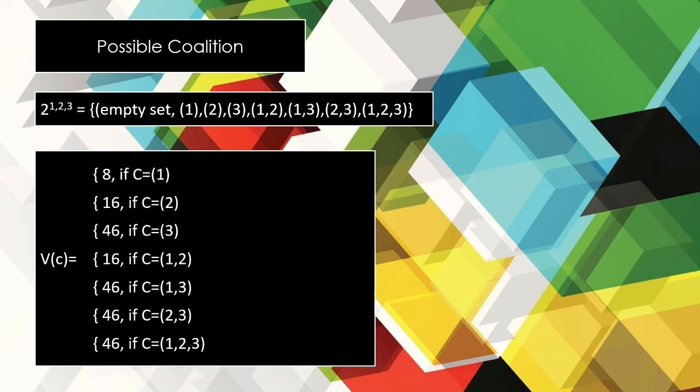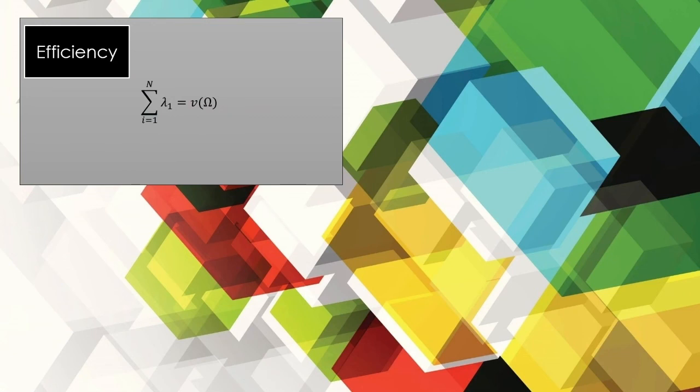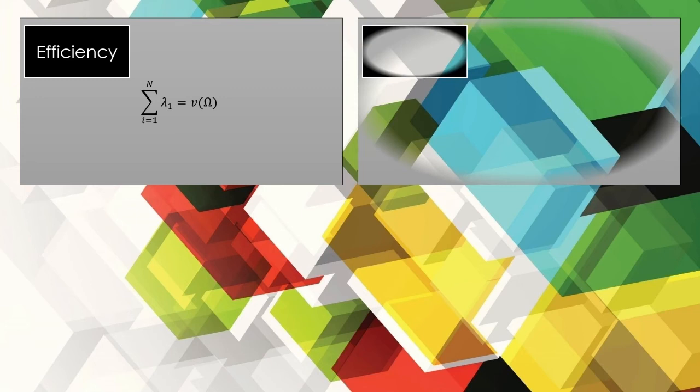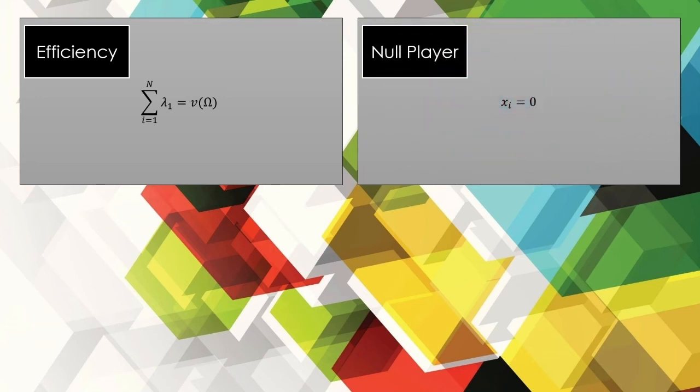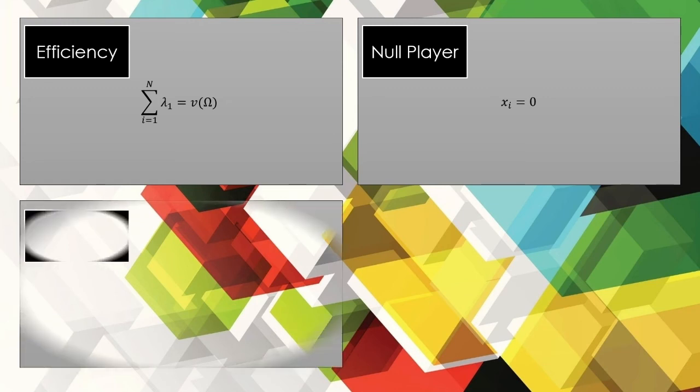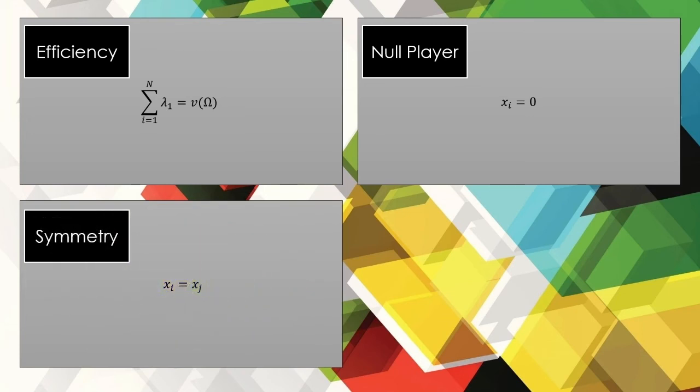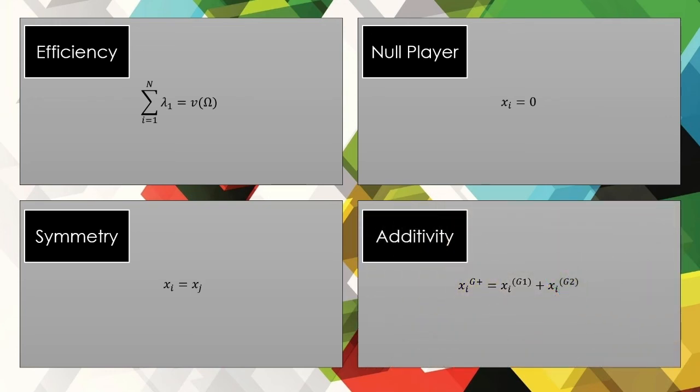So, to find the fair distribution of the grand coalition, we must define what is meant by fair. And so we require these four desirable properties. First is efficiency. If the payoff vector satisfies this formula, then it is efficient. Next is the null player. If the equation satisfies the formula x sub i equals 0, then it is a null player. Next is symmetry. If x sub i is equal to x sub j, then it is symmetrical. And lastly is additivity. If x sub i raised to g equals x raised to g1 plus x raised to g2, then it satisfies additivity.